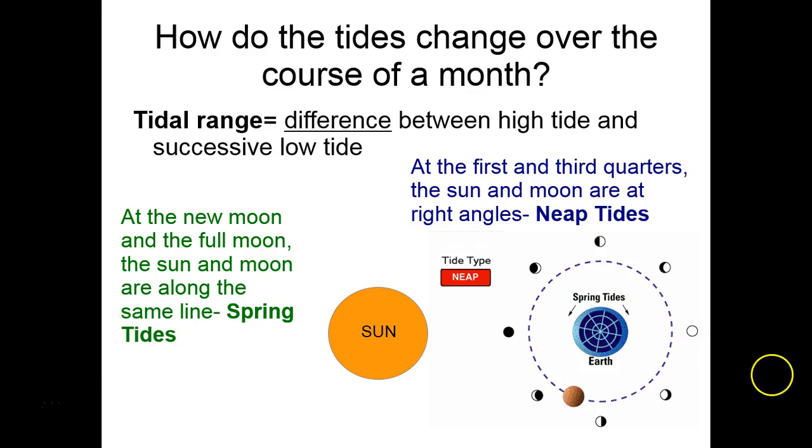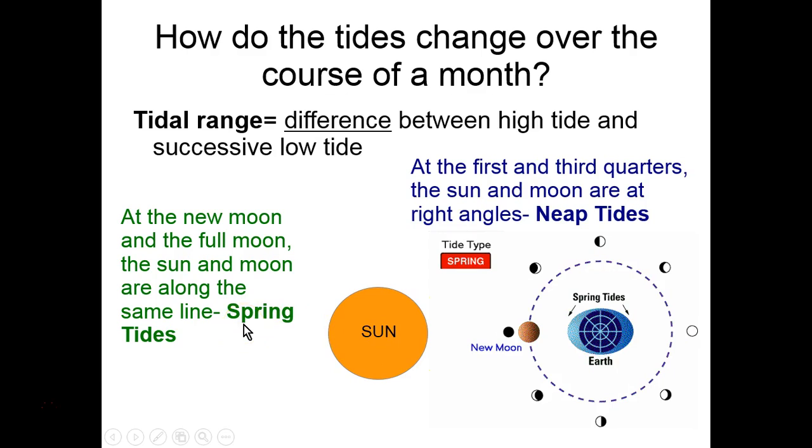And so what we call it when they are in line, when it's a full moon or a new moon, we call that a spring tide. This would be the greatest tidal range produced over the course of the month, right? And since that happens twice, we would have two spring tides over the course of the month.